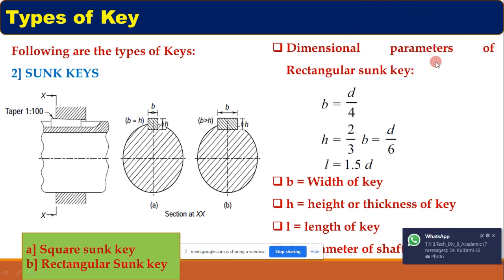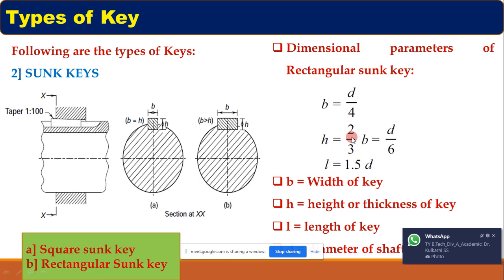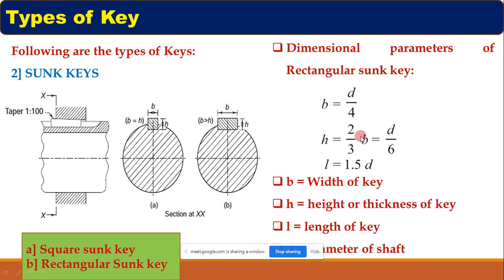Now let us consider the dimensional parameters of the rectangular sunk key. As we know that in the rectangular sunk key, B is not equal to H and B is greater than H. So B is equal to D by 4, 1/4 of the diameter of the shaft, width is equal to D by 4, and H is taken as 2/3 into B. 2/3 of B, and if you put the value of B here, it is 2/3 into D by 4, we get D by 6. So remember here for the rectangular sunk key, B is equal to D by 4 and H is equal to 2/3 of this B, but B is D by 4. So if you put B equal to D by 4, you will get D by 6. So H is equal to D by 6.